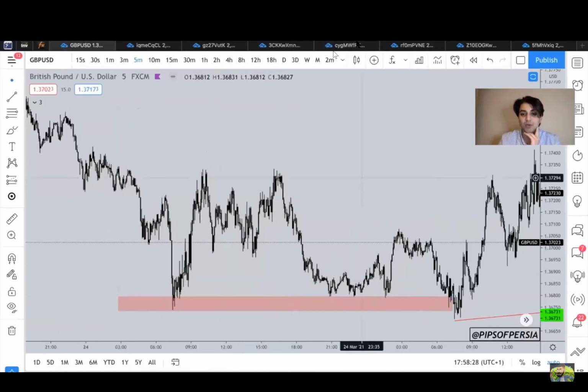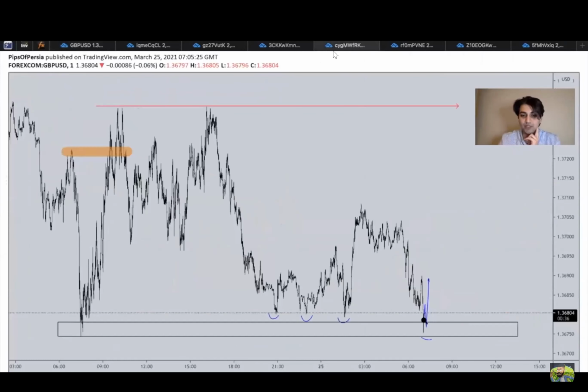And I thought to myself, you know what? This is where we're going to get reversals. I thought to myself, the market is going to give us the reversal at that exact level. Funnily enough, it went below.